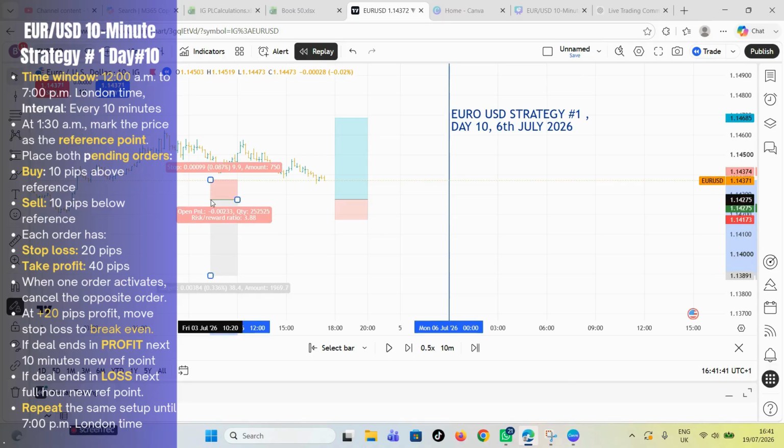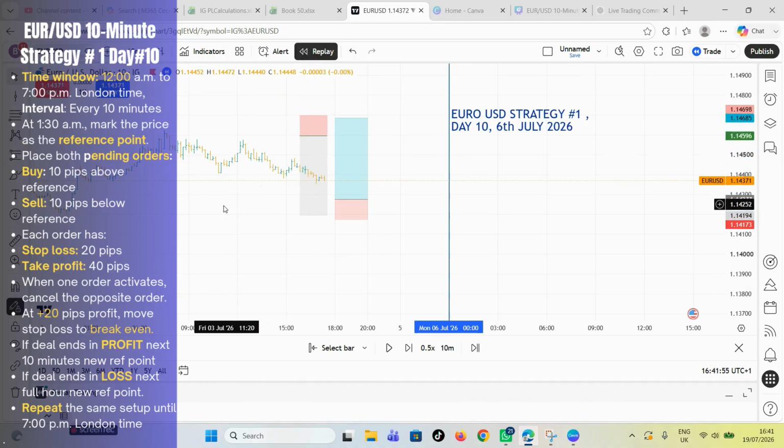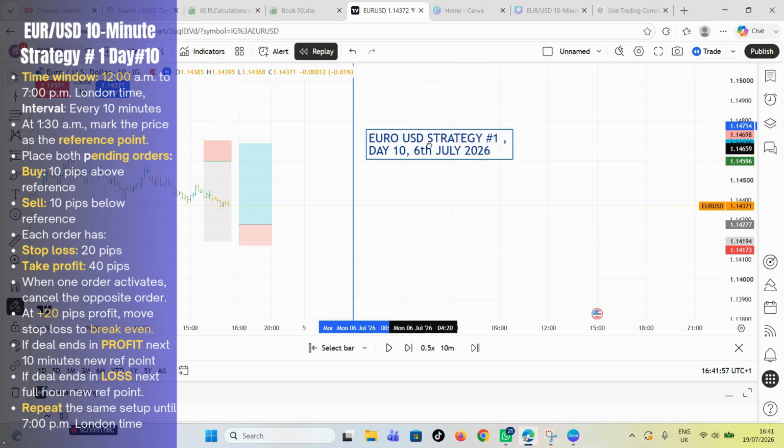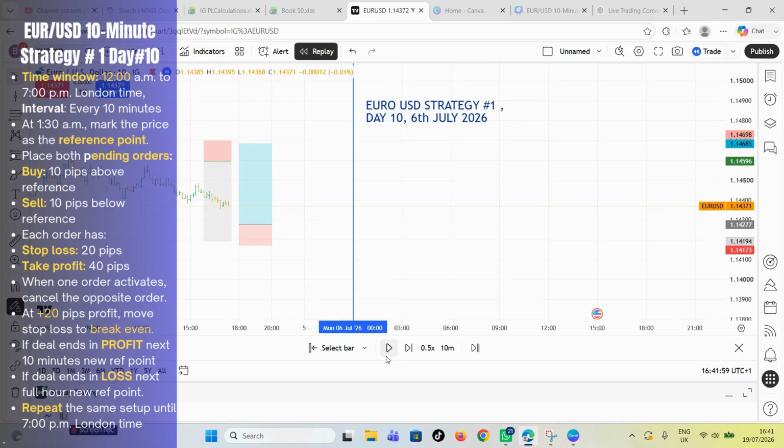The complete strategy rules are straightforward. First, mark the current market price as the reference point. Next, place a pending buy order 10 pips above the reference price. Then place a pending sell order 10 pips below it. Both orders receive a 20-pip stop loss and a 40-pip take profit target. When one order activates, the opposite pending order must be canceled immediately. We only trade the direction selected by the market.